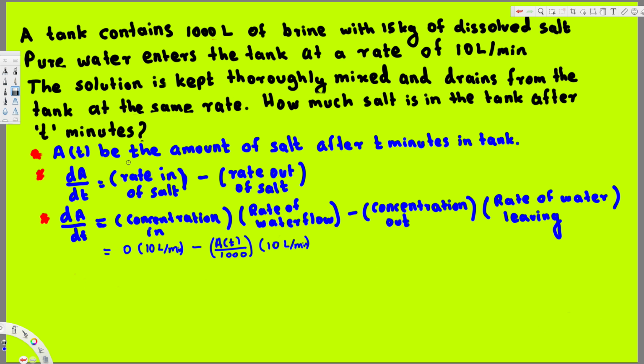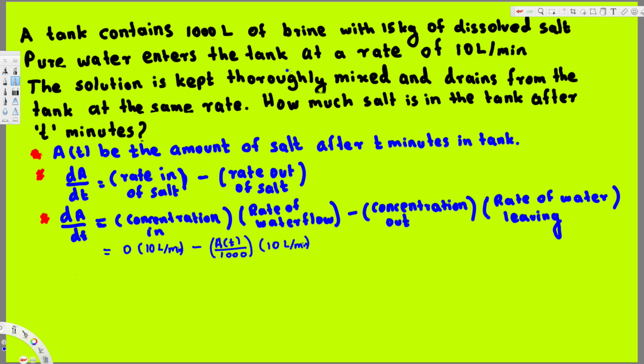Hi guys, in this video we are going to see an example on application of first order differential equation in mixing of concentrations. Now let's look at the problem right here. The question is asking: a tank contains 1000 liters of brine with 15 kilograms of dissolved salt.